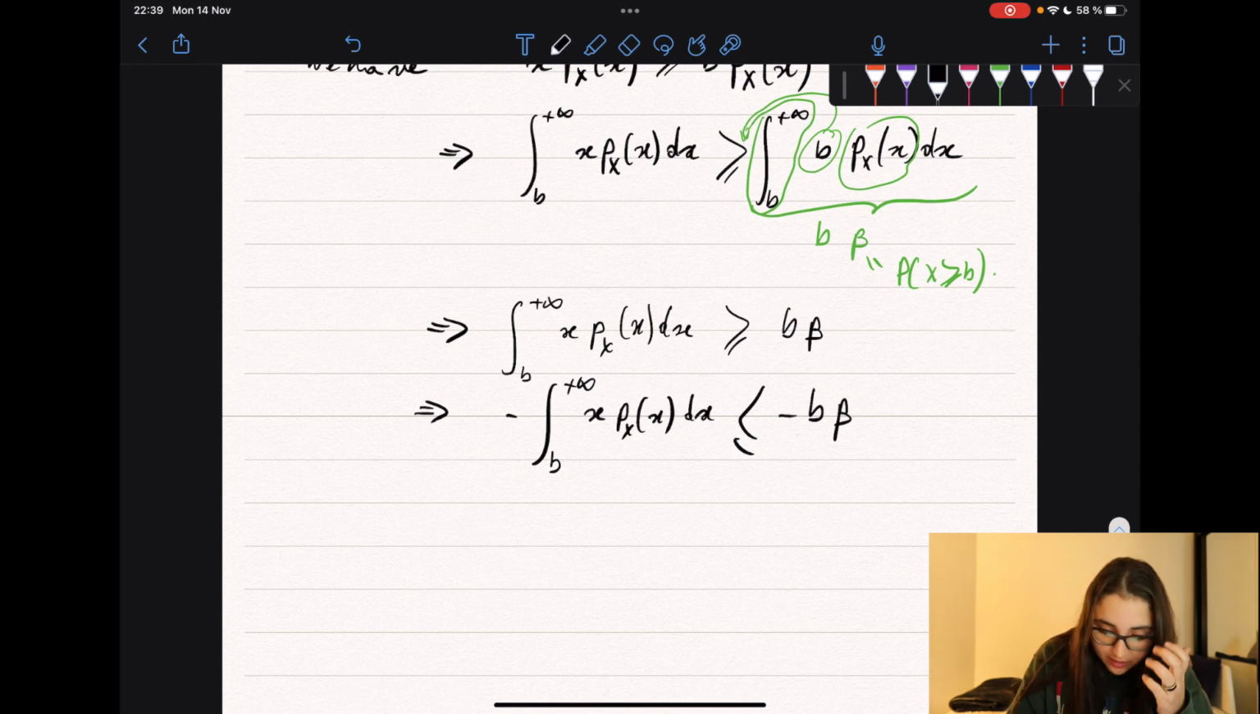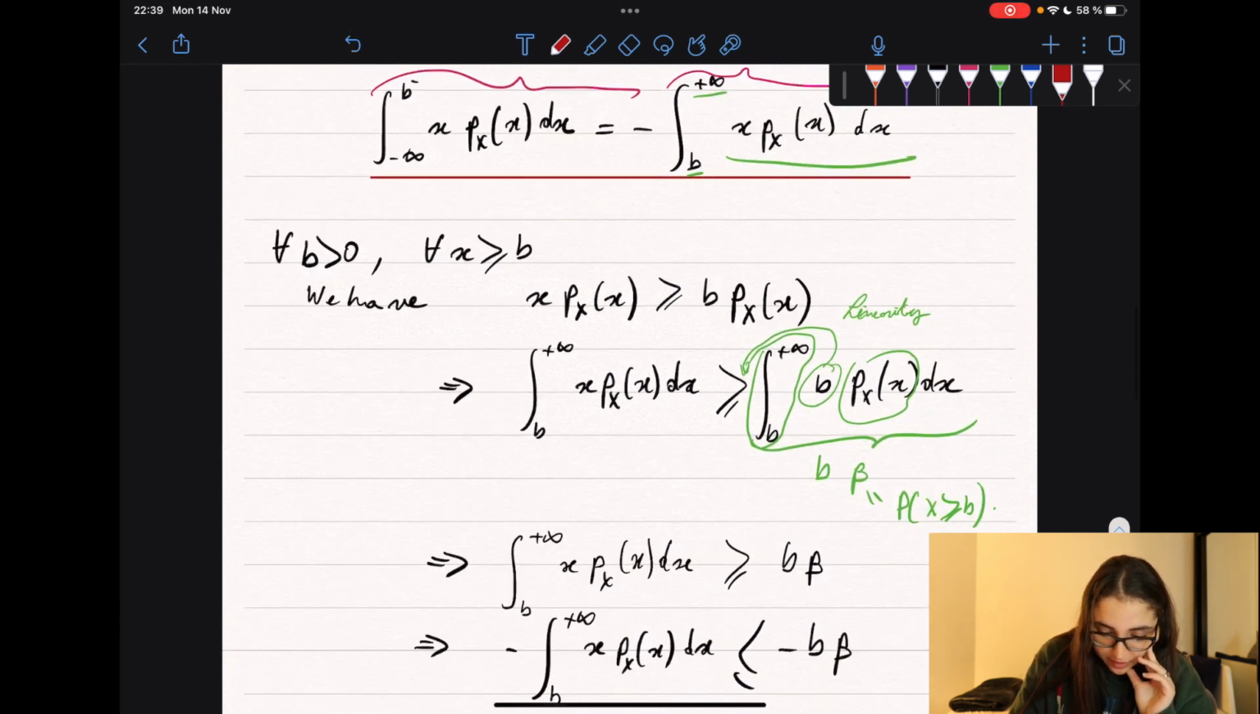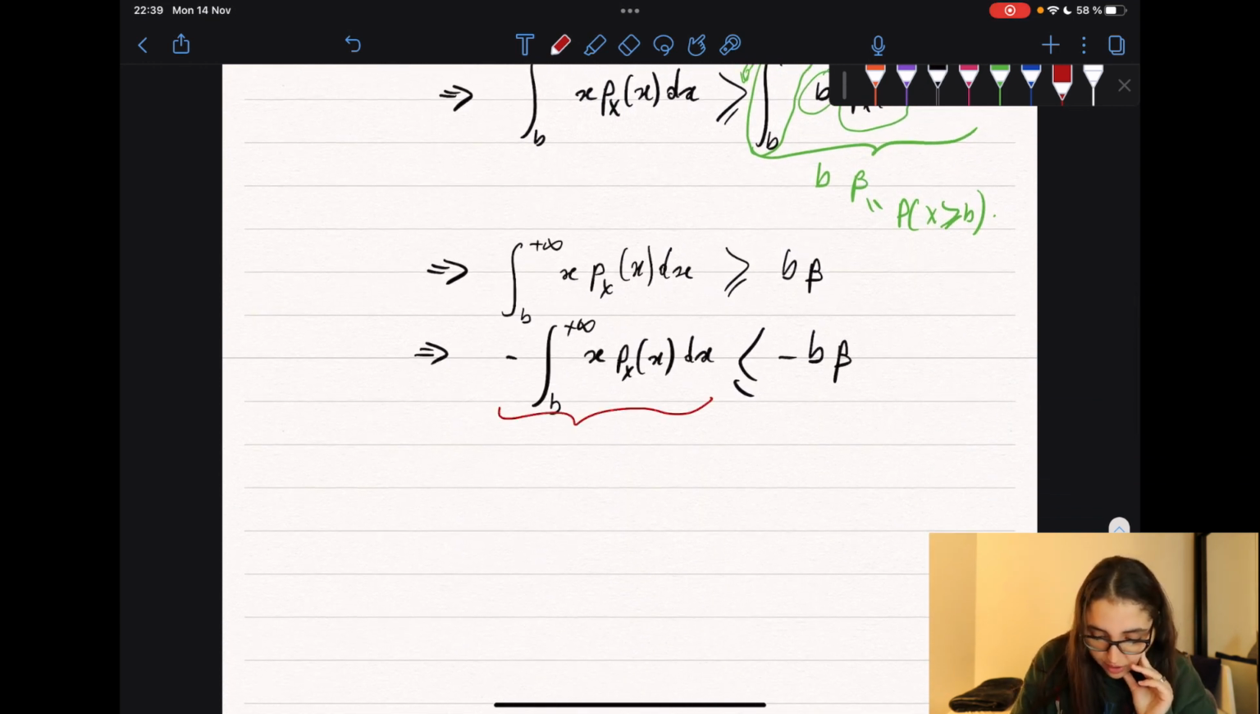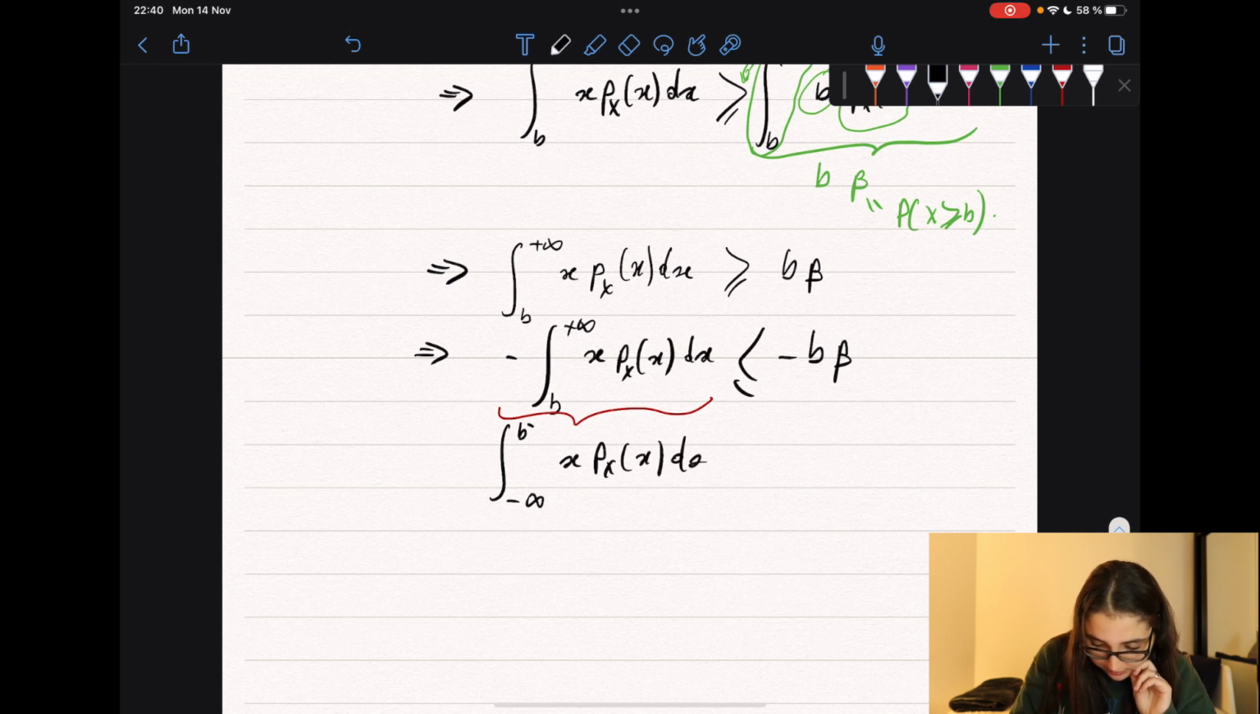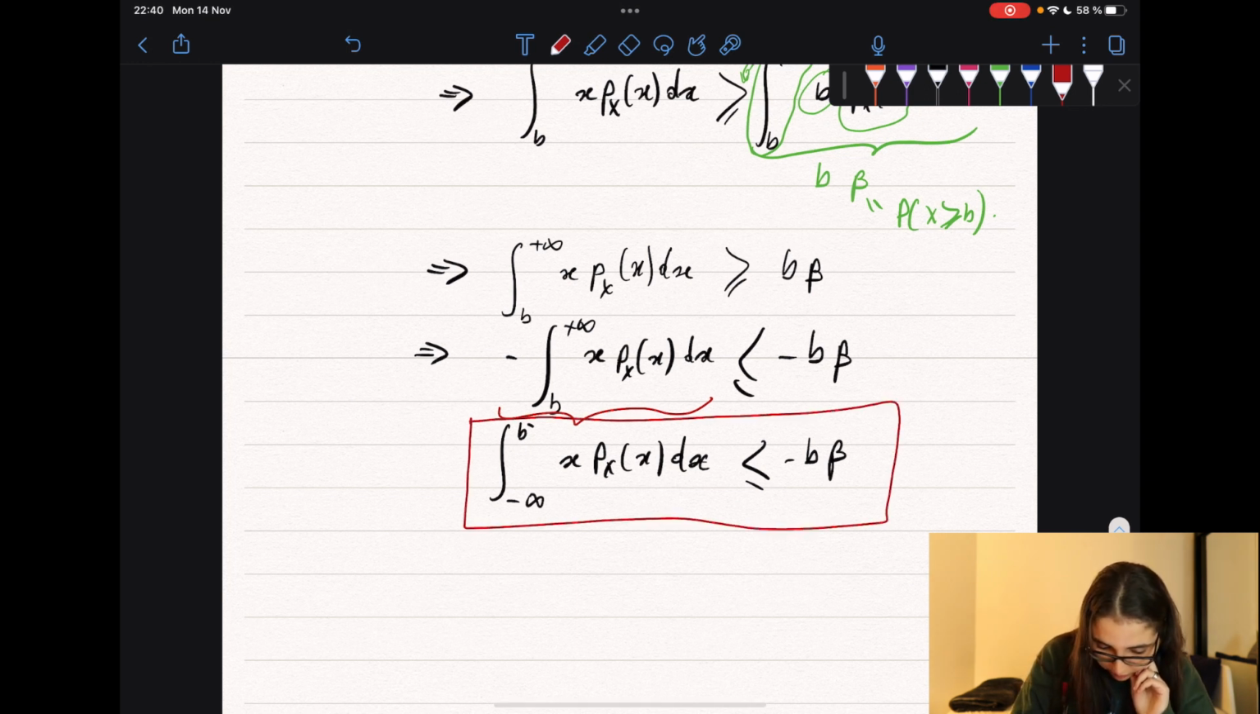b times beta, and what we have just shown before allows us to say that this is none other than the quantity that we were defining earlier, the integral from minus infinity to b of x times px(x) dx, is lower than minus b times beta, and we have proven what we wanted to prove right here.